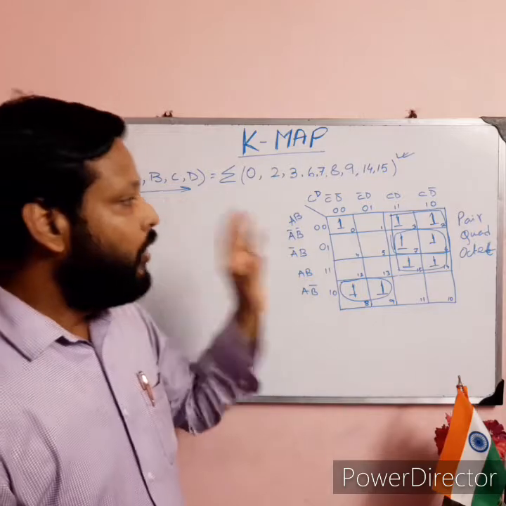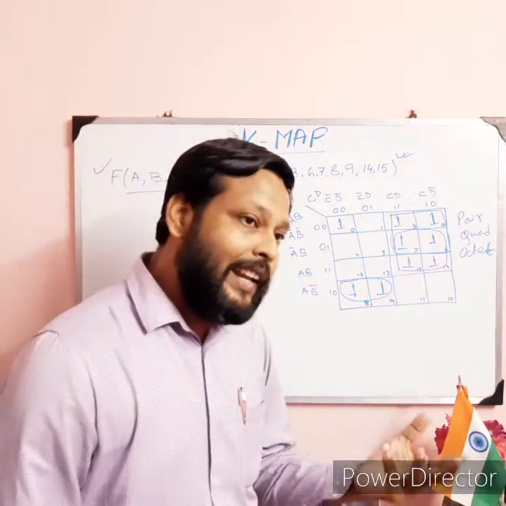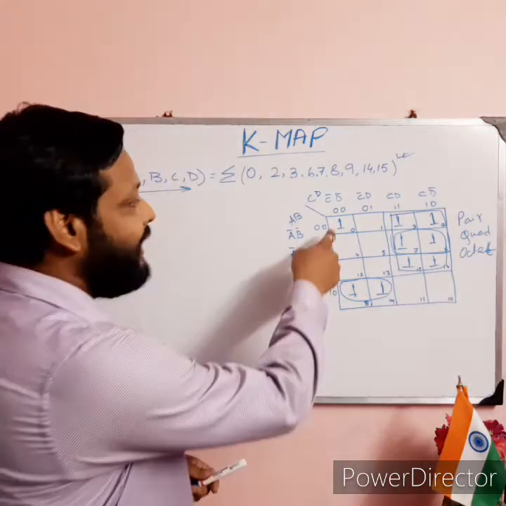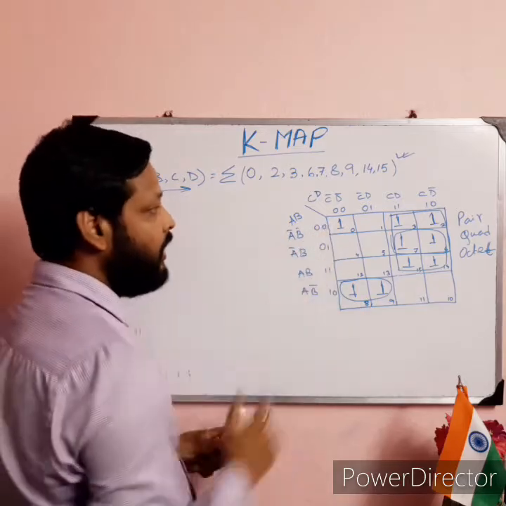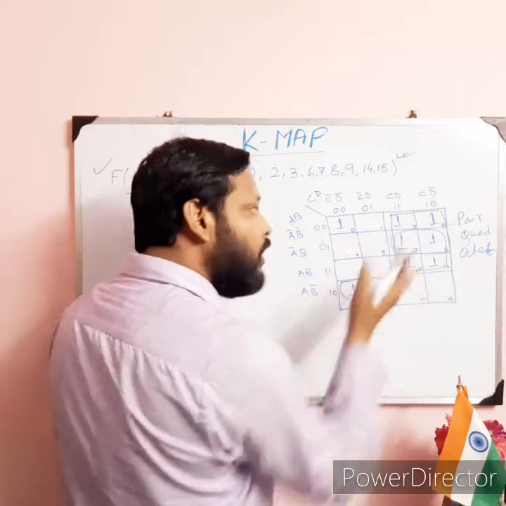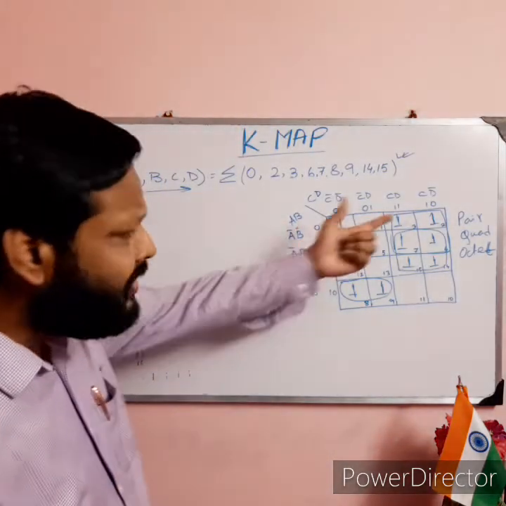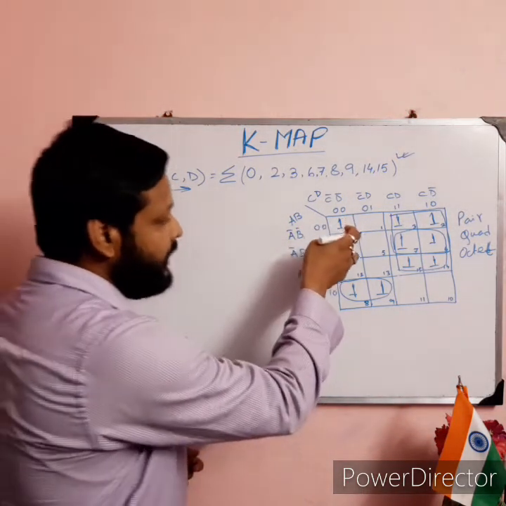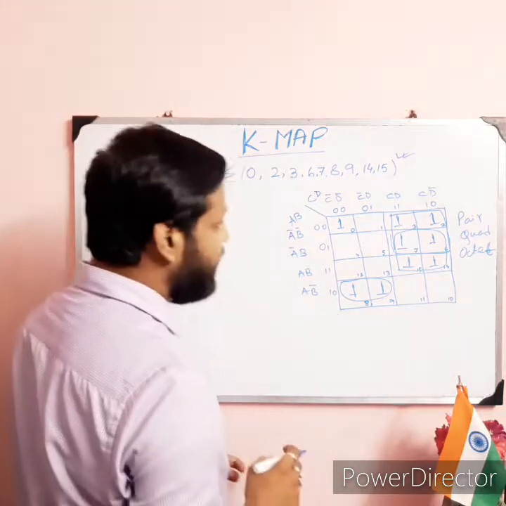Another one, where we'll go for redundancy again, is if anything is left alone. You can find this one is left alone here. So this one or this one, that means 0 or 2, we can also create a pair. We will get the redundancy. Or this 0 or 8, you can also create a quad.